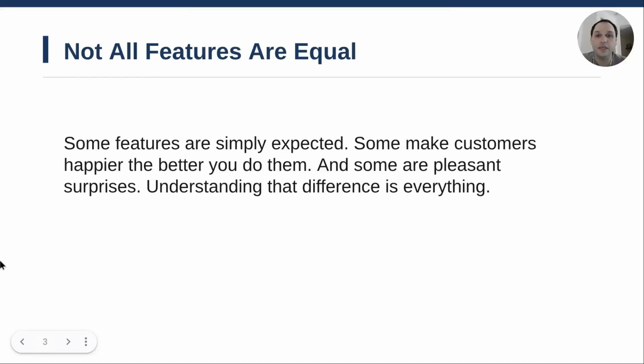The key insight is this: not all features affect happiness the same way. Some features are simply expected. Customers assume they'll be fine. Some make people happier the better you do them. And some are pleasant surprises they never saw coming. Once you start seeing your features through that lens, prioritizing them gets a whole lot clearer.